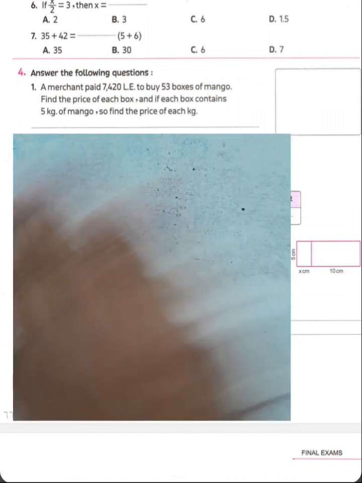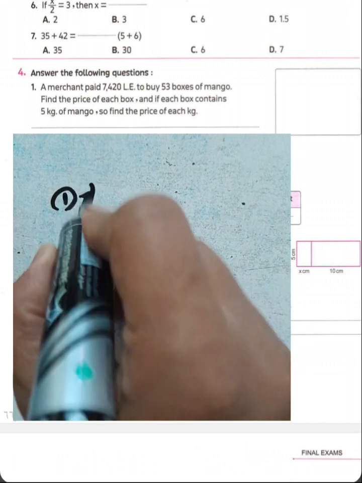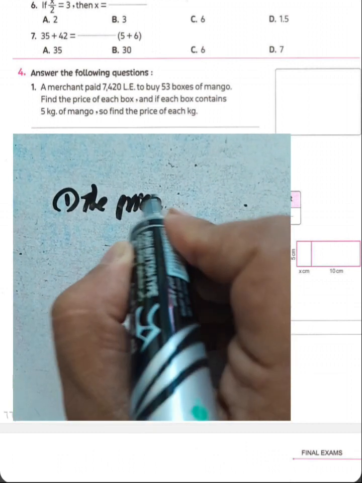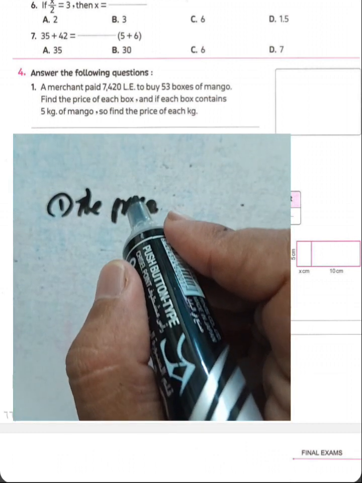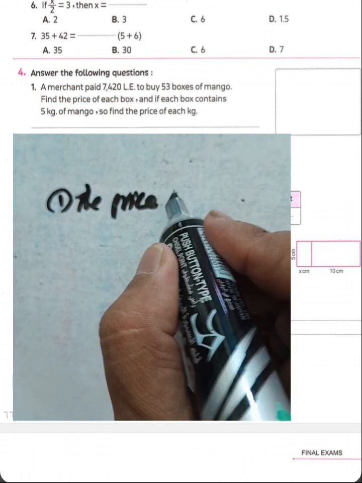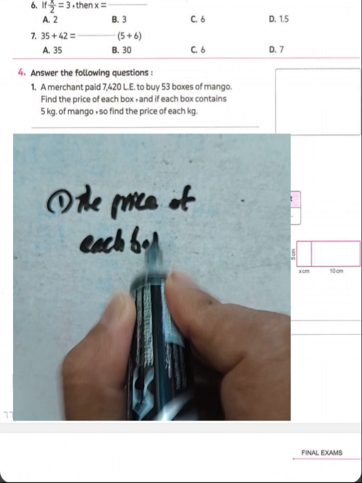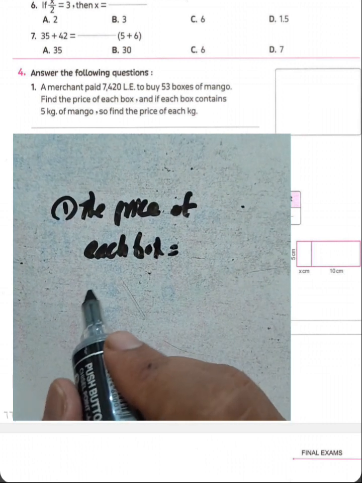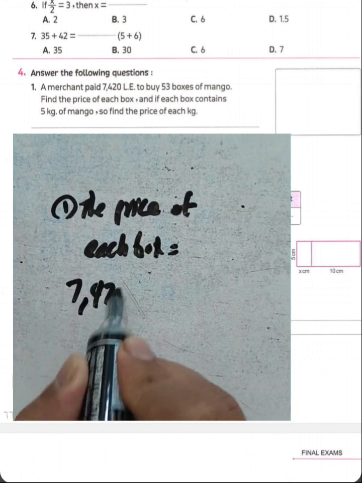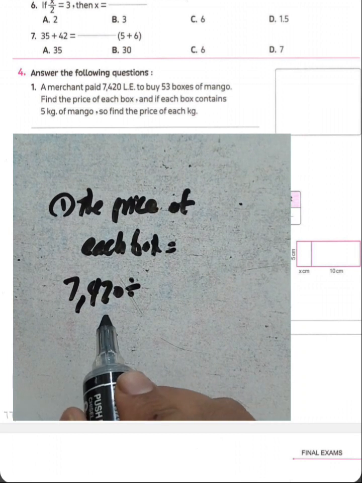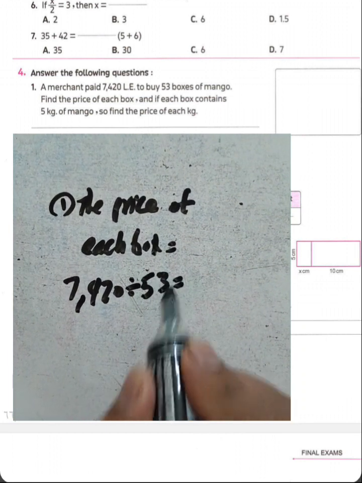Question number 4. Answer the following questions. A merchant paid 7,420 Egyptian lira to buy 53 boxes of mango. Find the price of each box, and if each box contains 5 kilograms of mango, find the price of each kilogram. First step, we can find the price of each box. The price of each box equals 7,420 divided by 53. We can use here long division.